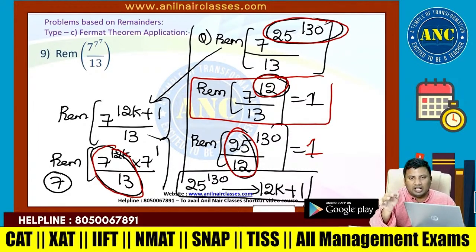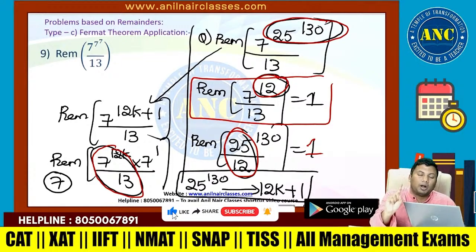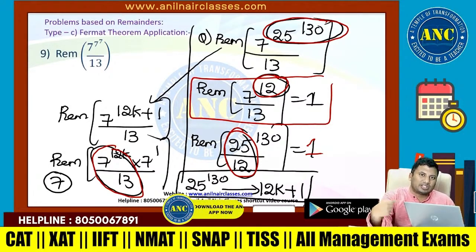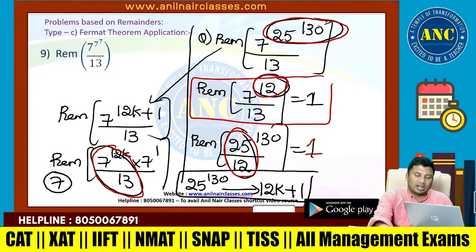Students who are listening to session number 3, please go back and watch session number 1 and 2. Already a minimum of 3 hours I solved problems on remainders. So if you have gone through session 1 and 2, session 3 will be a little quick for you. Your understanding ability will be very quick. Now we will solve this 9th problem.